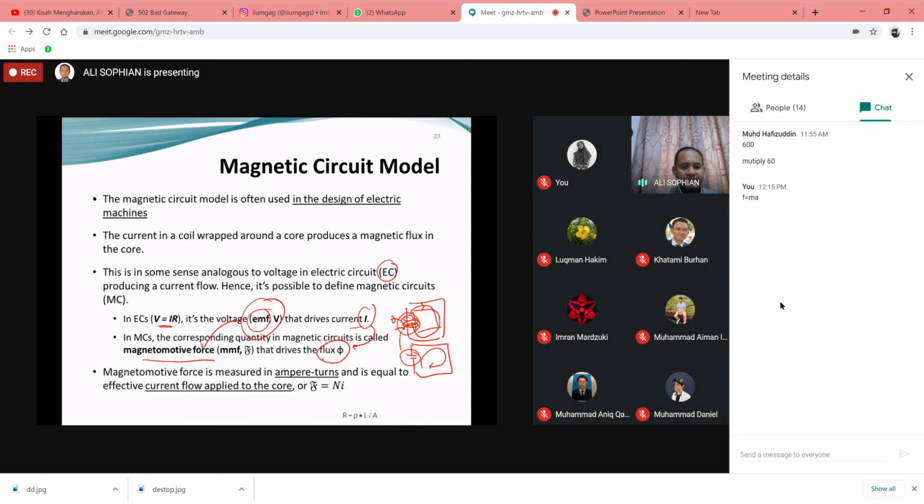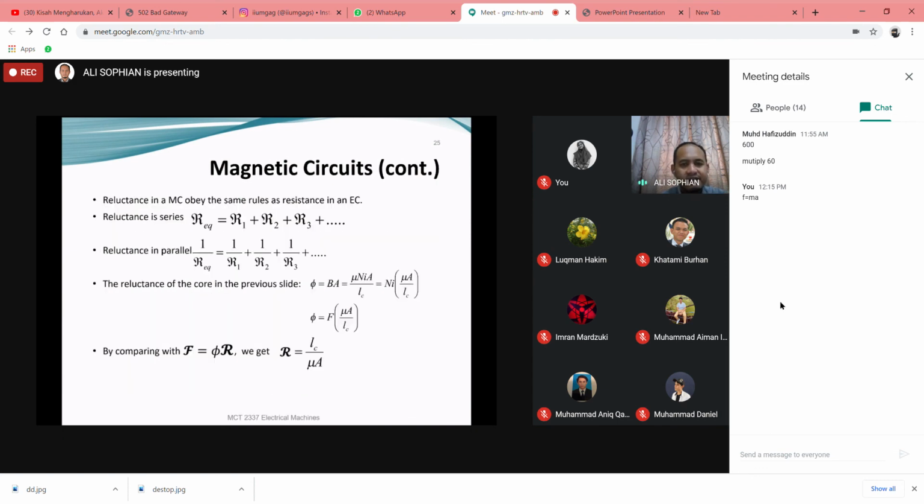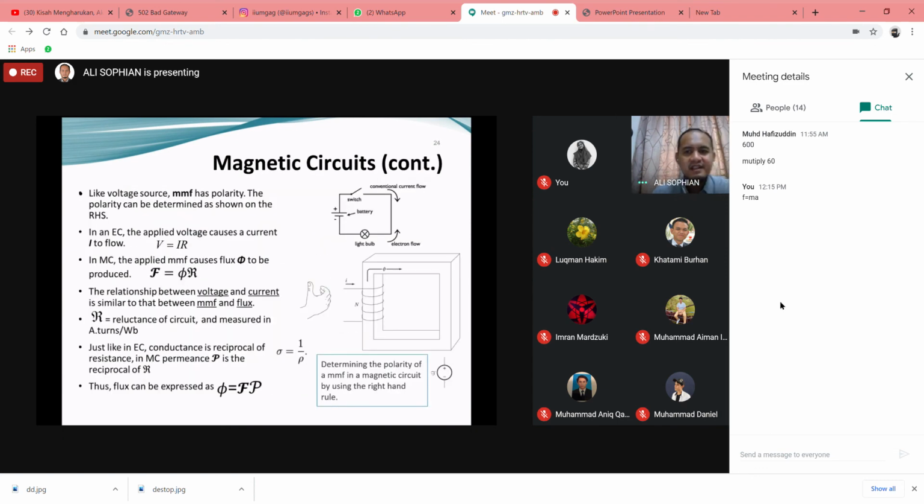Okay, and the MMF is measured in ampere turns because it is equal to N times I, the effective current flow applied to the core. Yeah, MMF is equal to N times I. Okay, and then let's finish this off with a couple more slides.